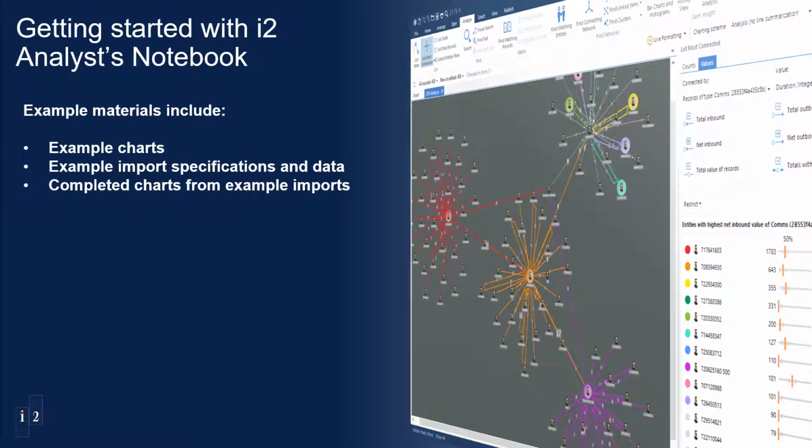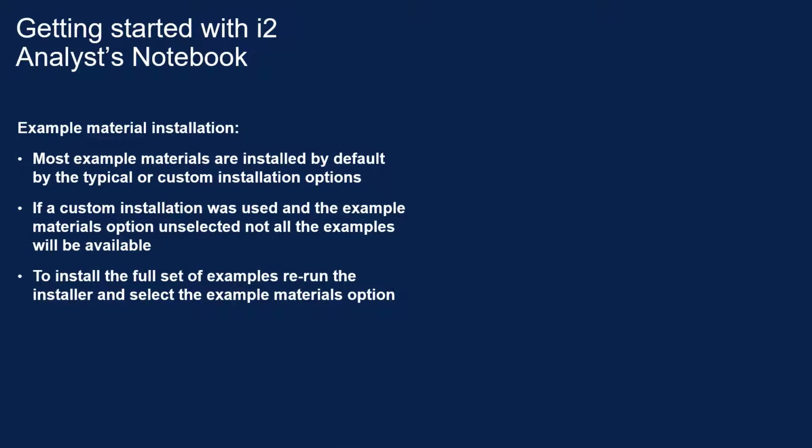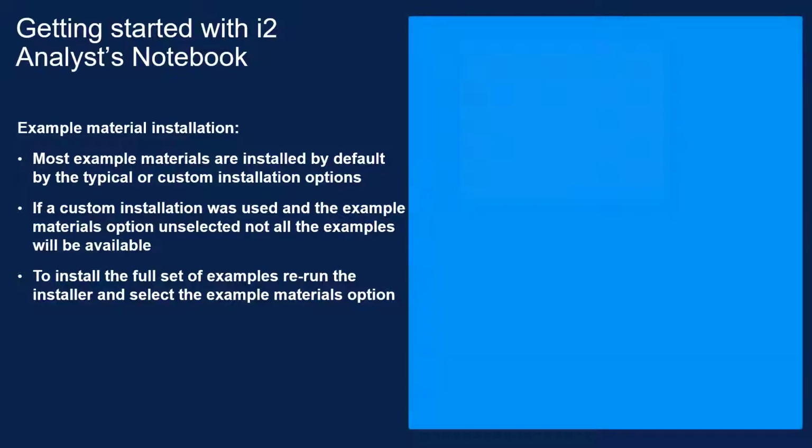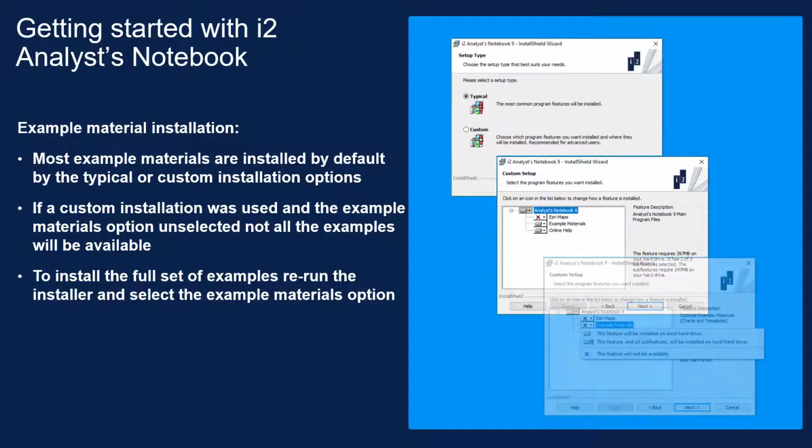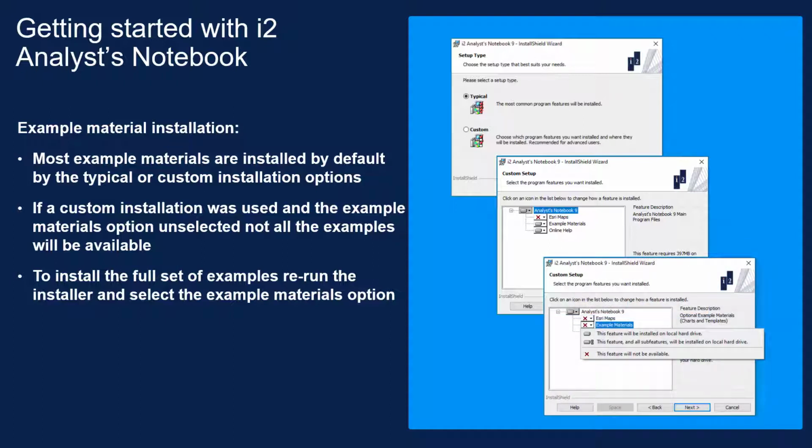In addition, the example materials include predefined example import specifications, along with the data to be imported, and some finished charts for comparison purposes when using example import specifications. When installing Analyst Notebook, most of the example materials are automatically installed by default when doing either a typical or custom install. If during installation you or your system administrator chose not to install the example material as part of a custom installation, then not all of the examples will be available. To install the full set of examples, rerun the Analyst Notebook installer and select the Example Materials option.